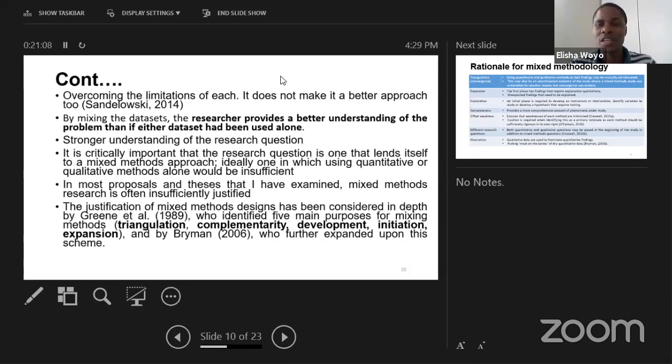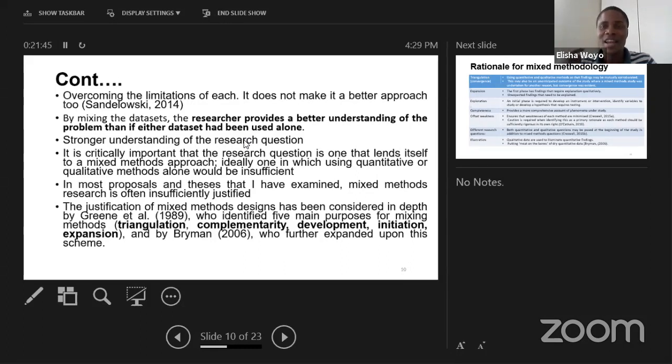What's the justification there? For those of you who are still writing proposals or their work, you need to justify why it is the appropriate one. Why is the other one not good enough? It's your responsibility as a researcher to justify that I'm using this approach because I want to have a better understanding of the problem, because using a data set from only a qualitative or a quantitative approach is not going to help.